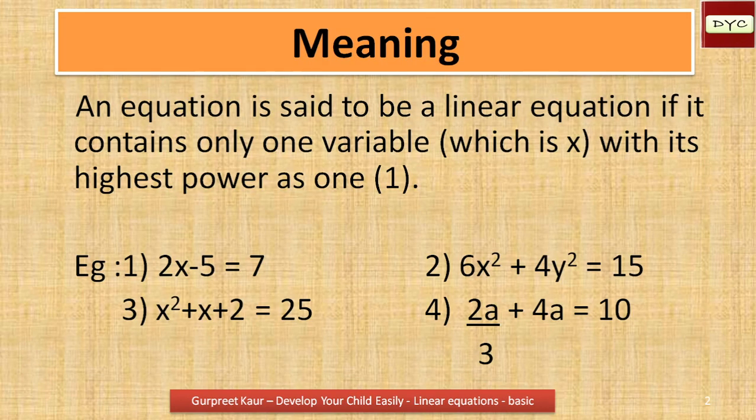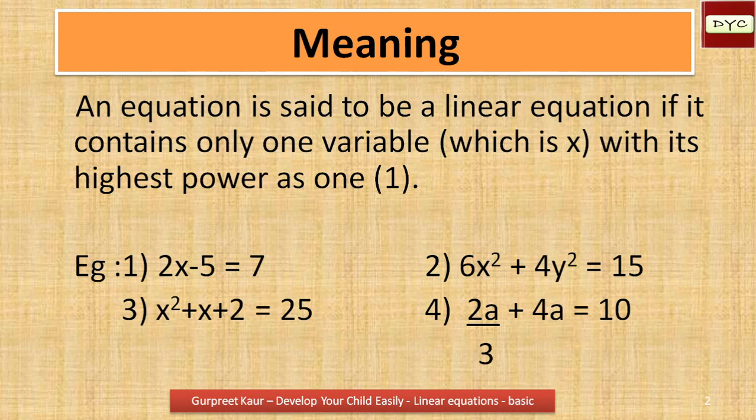Okay, let us first understand what is the meaning of linear equation. An equation is said to be a linear equation if it contains only one variable, which is x, or it can be a, b, c, any one variable with its highest power as 1.